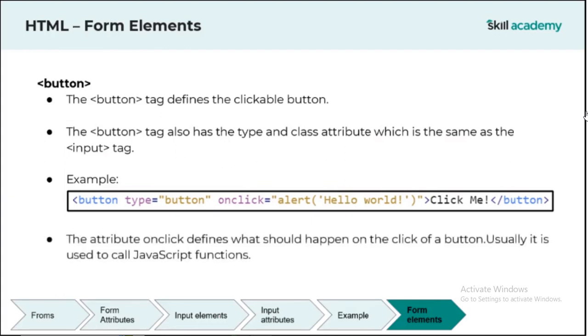Now here the attribute onclick defines what should happen on the click of a button. Usually it is used to call JavaScript functions. Later on we are going to understand this onclick attribute in our JavaScript. As of now, don't get confused. It's very easy to understand. जैसे ही आप click me बटन पे क्लिक करोगे कि alert box आपको generate होकर दिखाई दे जाएगा और उस alert box में क्या लिखा हुआ होगा, hello world.